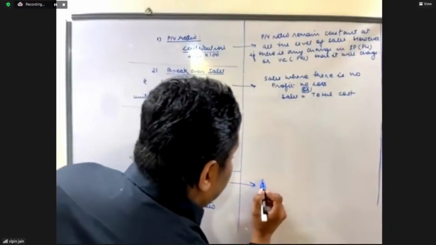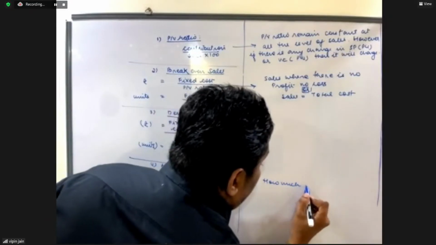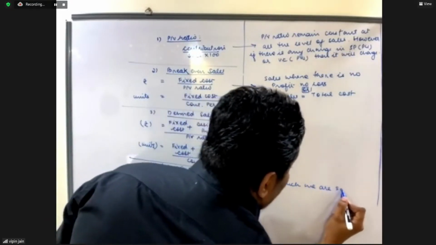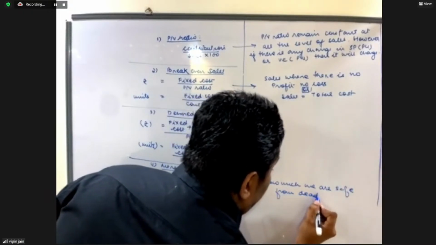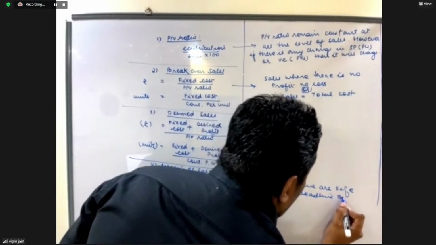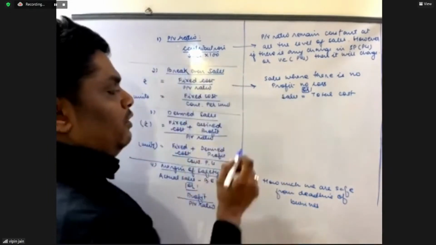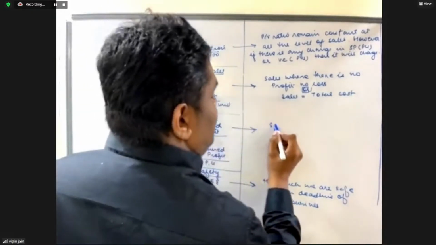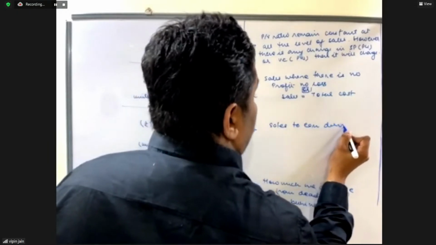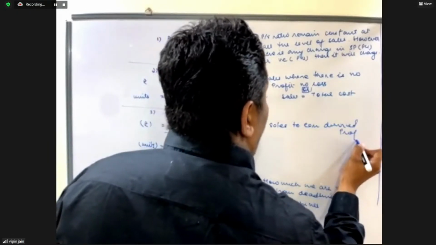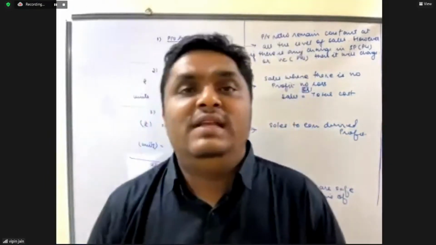Further, margin of safety sales says how much we are safe from the danger line. When talking about desired sales, it says sales to earn desired profit. So this is the summary of what we have discussed till now.